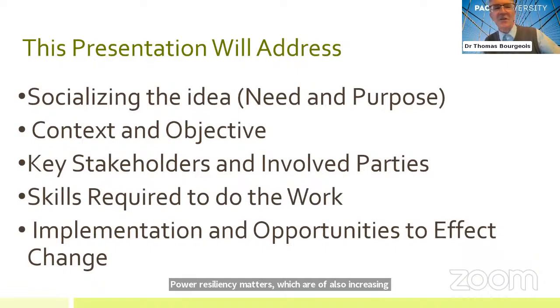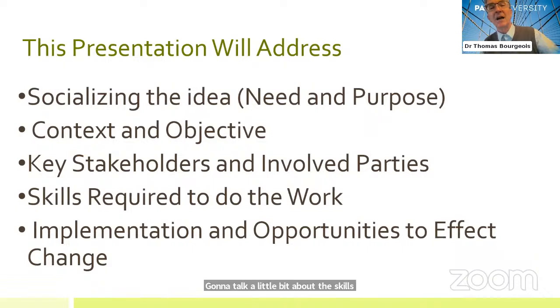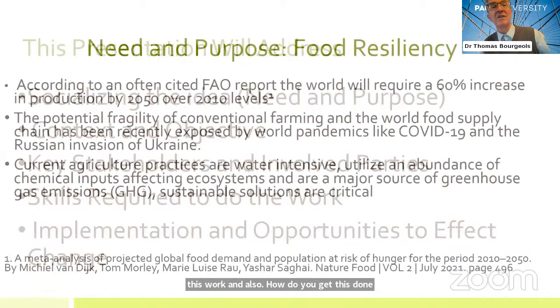So I'd like to introduce this idea. We think it has merit. I'd like to share it with smart people like you to get it discussed. We've been trying to bring this to people throughout our region. We've met with utilities and grid operators in New York and in Ontario. We also are trying to engage key stakeholders and involved parties. Joan, I think, spoke quite well to the importance of, and Michael too, bringing in community organizations, education, and local parties. I'm going to talk a little bit about the skills required to do this work, and also how you get this done, implementation and opportunities to affect change.